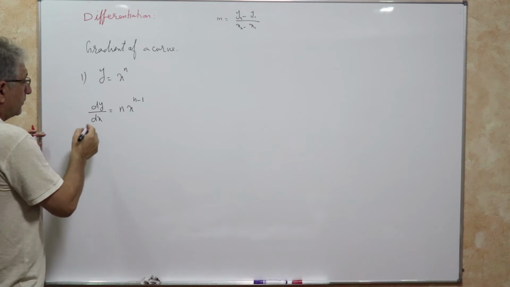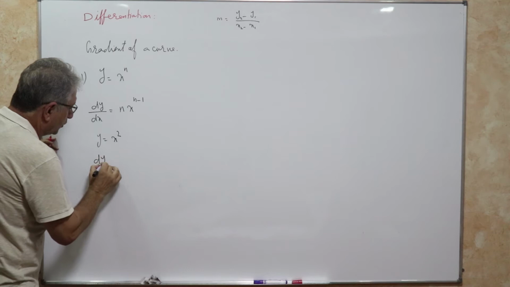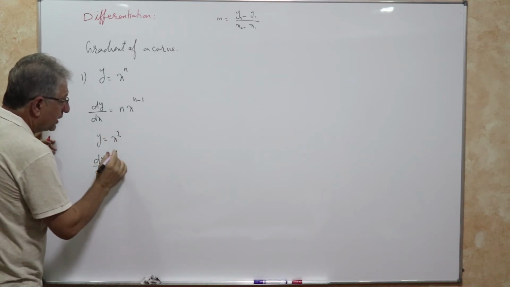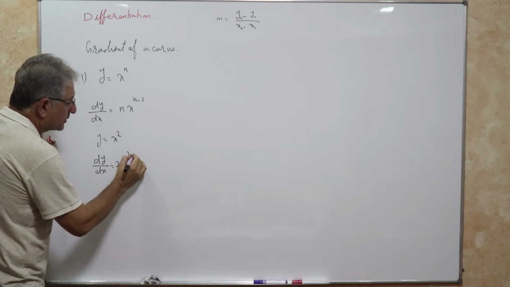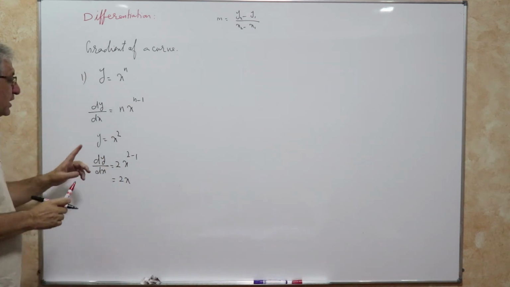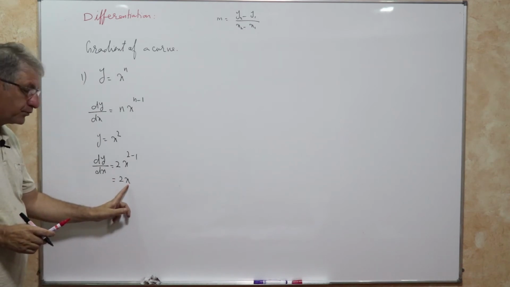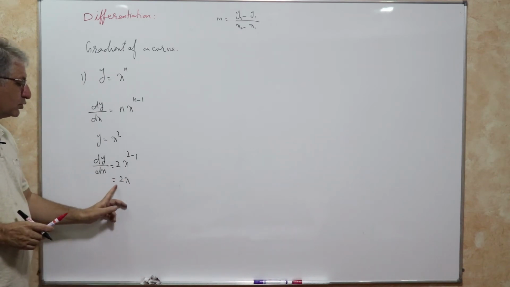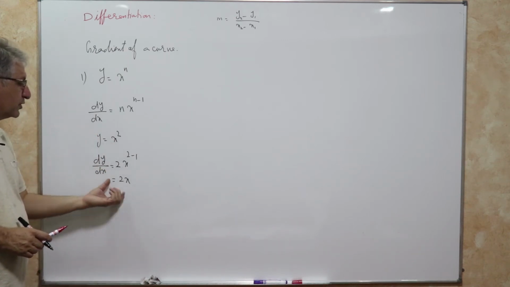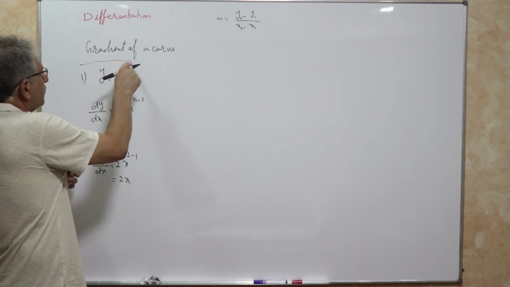Okay. For example, we did y equal to x squared, dy by dx will be equal to, first bring this 2 down here, x to the power of 2 minus 1. Therefore, this is 2x. Therefore, the derivative of the function x to the power of 2 is 2x. That means at x equal to a it will be 2a, at x equal to 1 it will be 2, at x equal to 2 it will be 4. Therefore, this is my first formula.